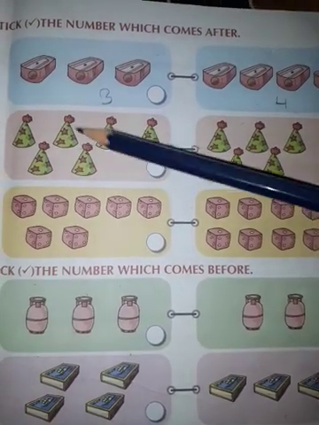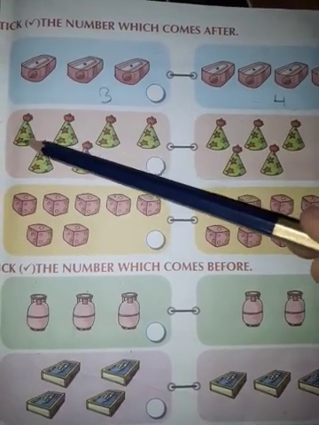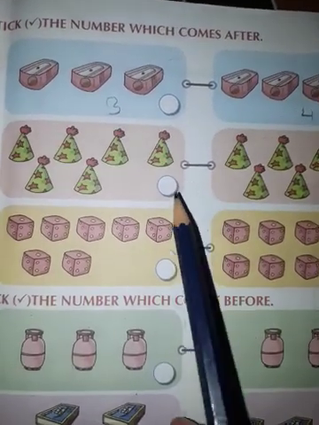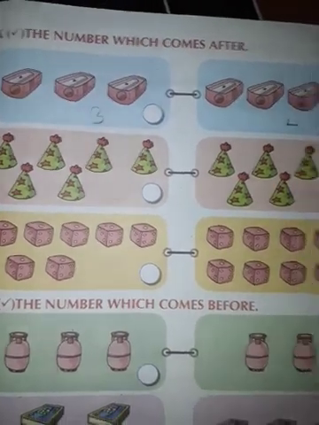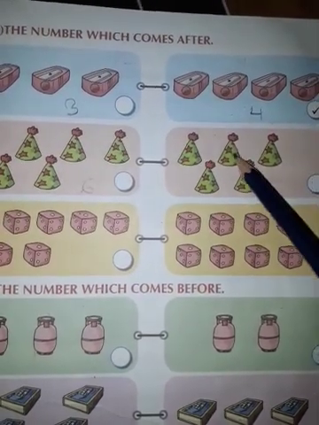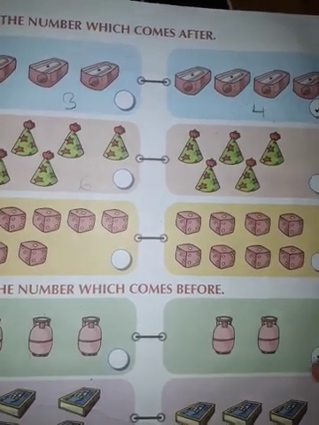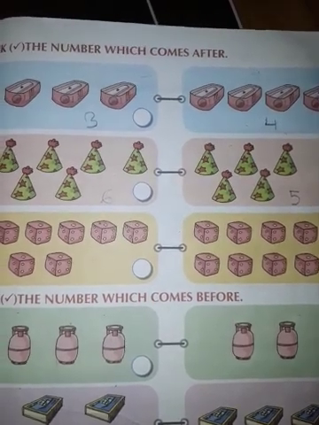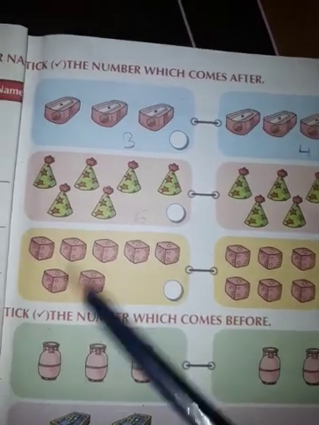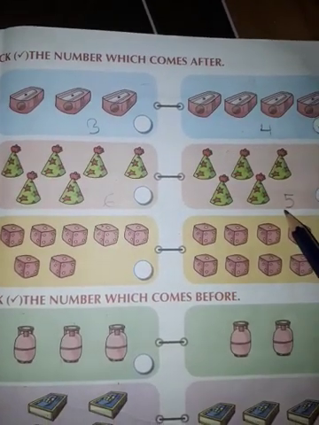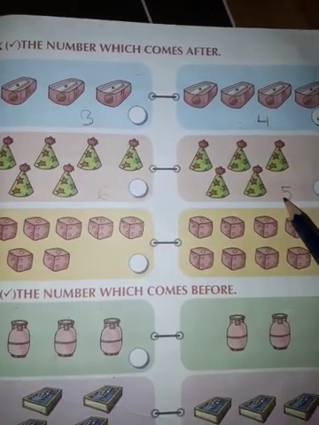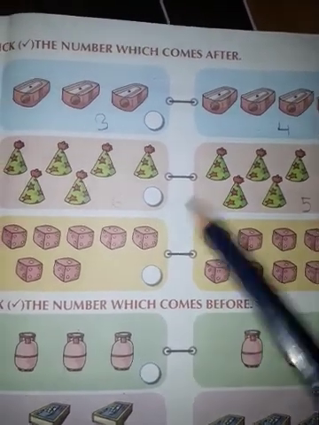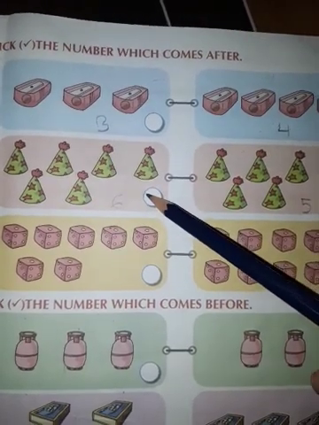And next question, count the caps here. 1, 2, 3, 4, 5, 6. How many caps? 6. And on another side, 1, 2, 3, 4, 5. 5 caps. So which number comes after? 6 or 5? Which is greater? 6. So 6 comes after. You tick here.